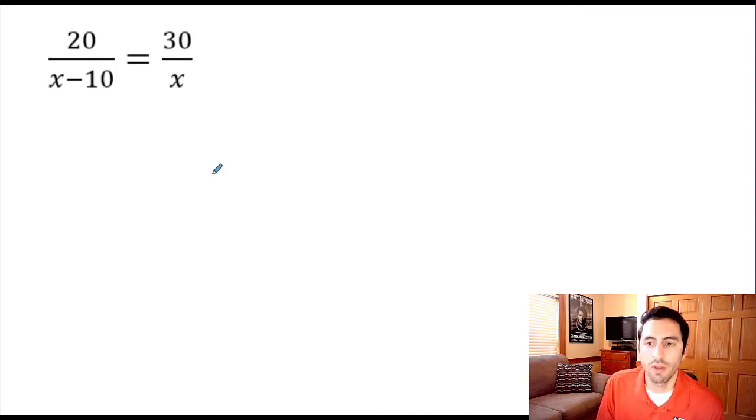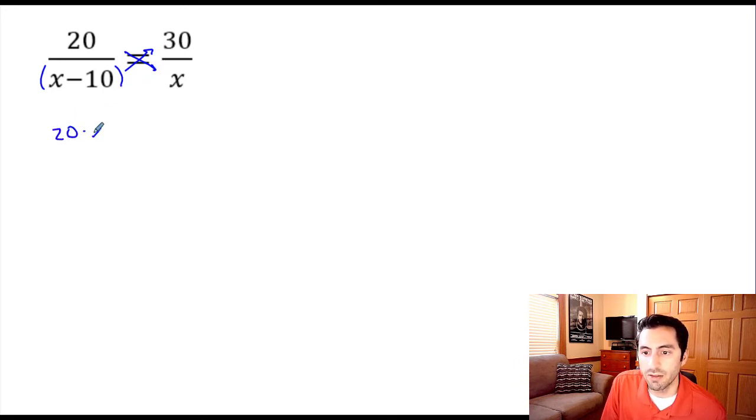So I have 20 over x minus 10 is equal to 30 over x. The one thing I want to point out in this one is the numerator and denominator. These do act as grouping symbols. So this x minus 10, I'm going to think about it like it's in parentheses, so that I know after I use my cross product, I'm going to have to distribute. So our cross products will have 20 times x, and then the other one will have 30 times x minus 10, and here I'm keeping it in parentheses.